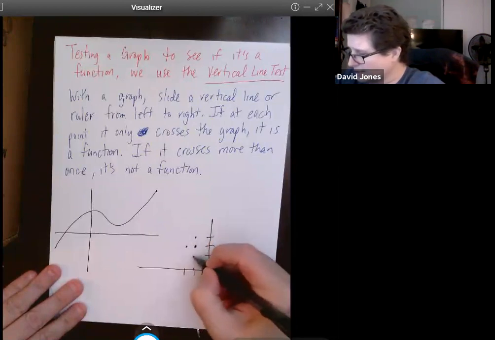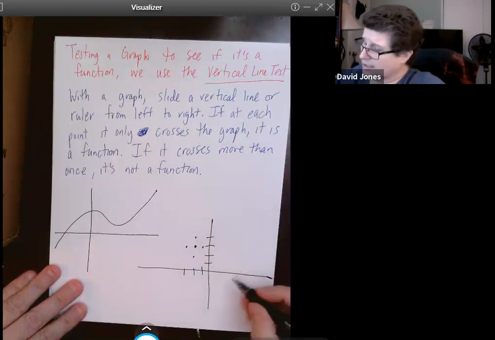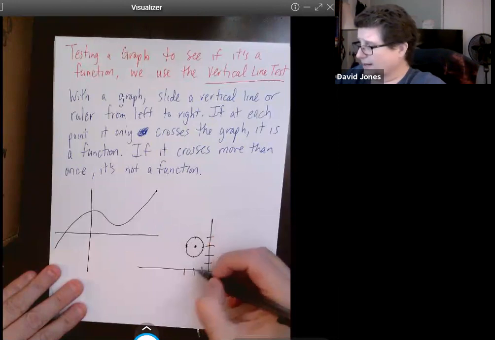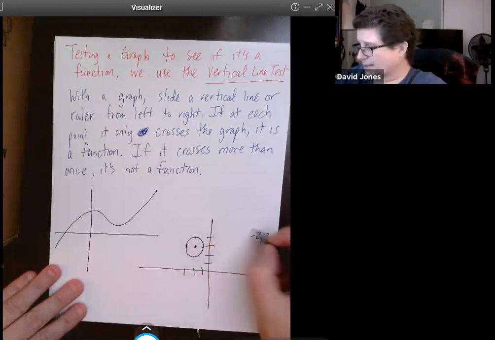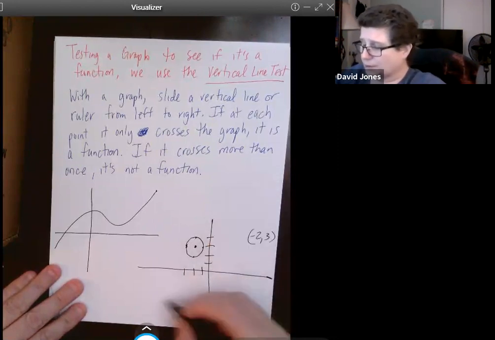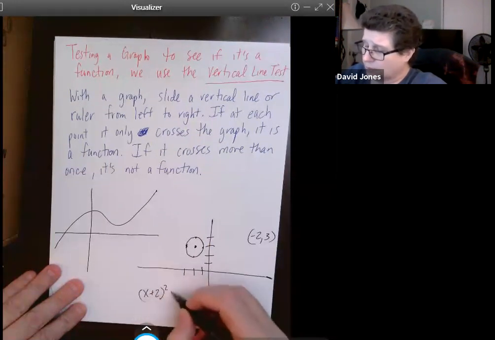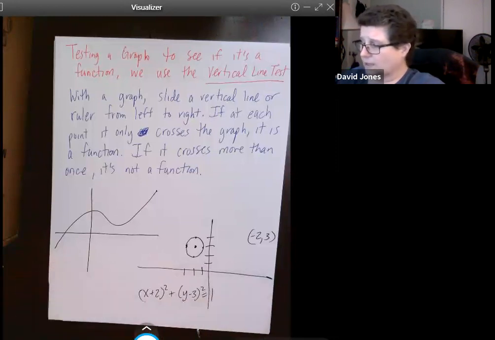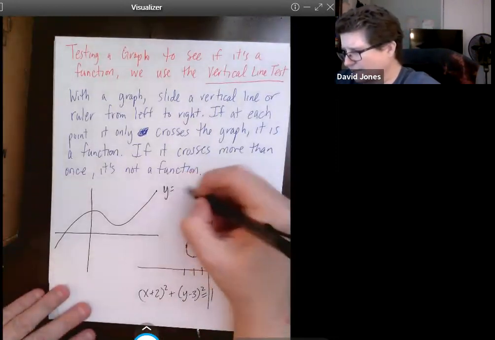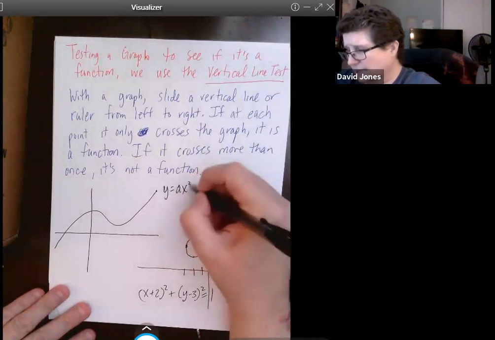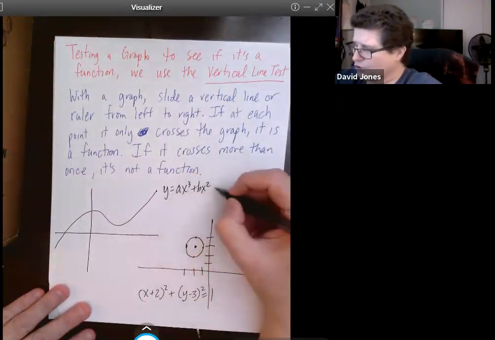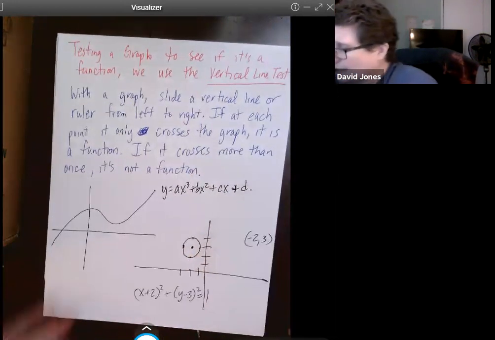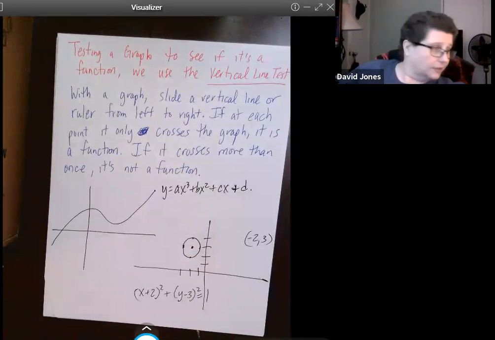Here's a circle of radius 1. The center is at -2, 3. So x plus 2 squared plus y minus 3 squared equals 1. This other one is going to be some sort of cubic function because it turns twice. I didn't actually give it values or anything like that. This is what I mean by doing a vertical line test.